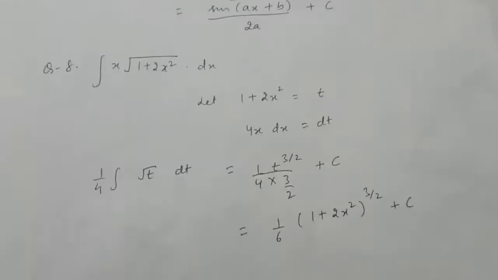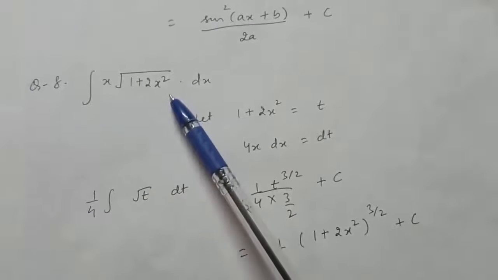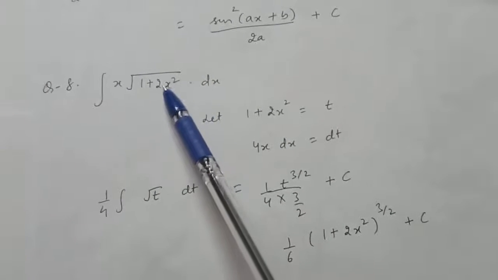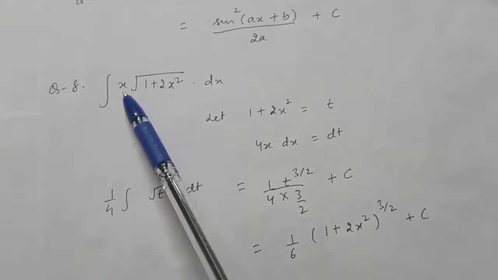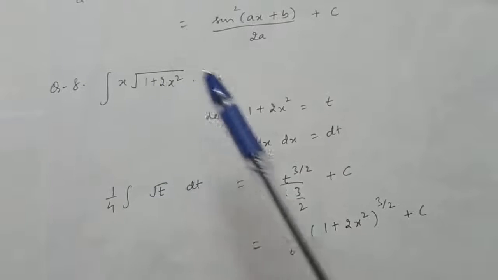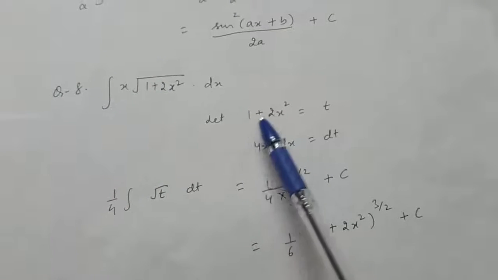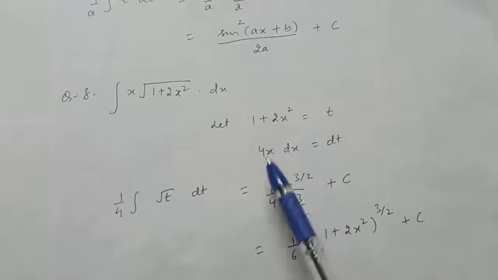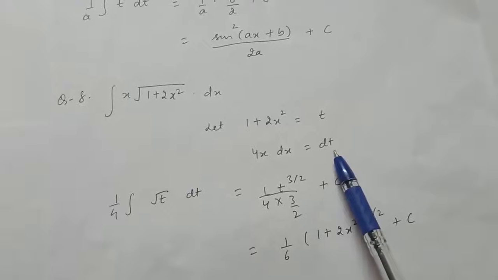Now question number 8. Integral of x into root of 1 plus 2x square with respect to x. Now you know the derivative of x square is 2x, and x already is there in the integrand. Therefore take the complete term inside this root as t. So you will get the derivative of 1 is 0 and the derivative of x square is 2x. 2x into 2 is 4x. So 4x into dx is equal to dt.